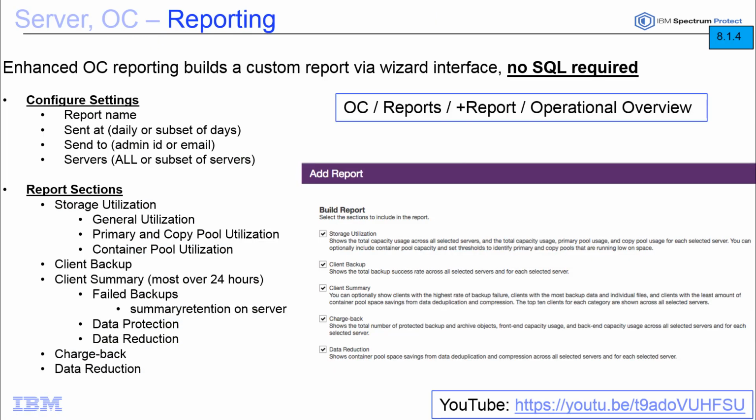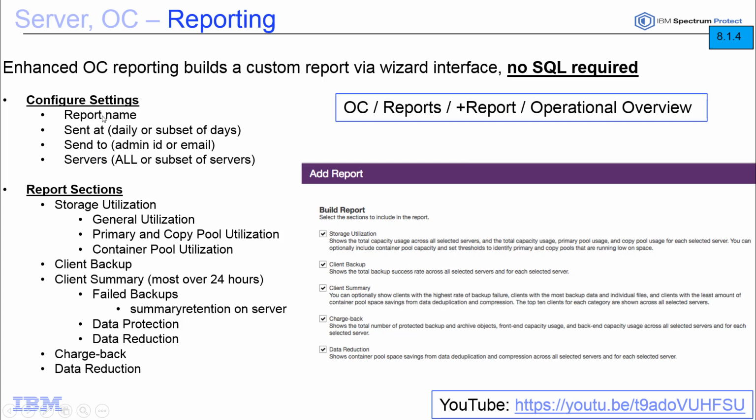The first new feature in the Spectrum Protect Operations Center is an enhanced Operations Center reporting that allows you to build custom reports via a wizard where there's no SQL required. Back in version 7.1.4, we introduced the ability to create these reports, but you yourself had to enter the SQL queries. So we still have that feature where you can customize your own reports by utilizing SQL, but now we've introduced the ability to select from these different report sections: storage utilization, client backup, client summaries, chargeback, and data reduction, and you don't have to write the SQL queries yourself.